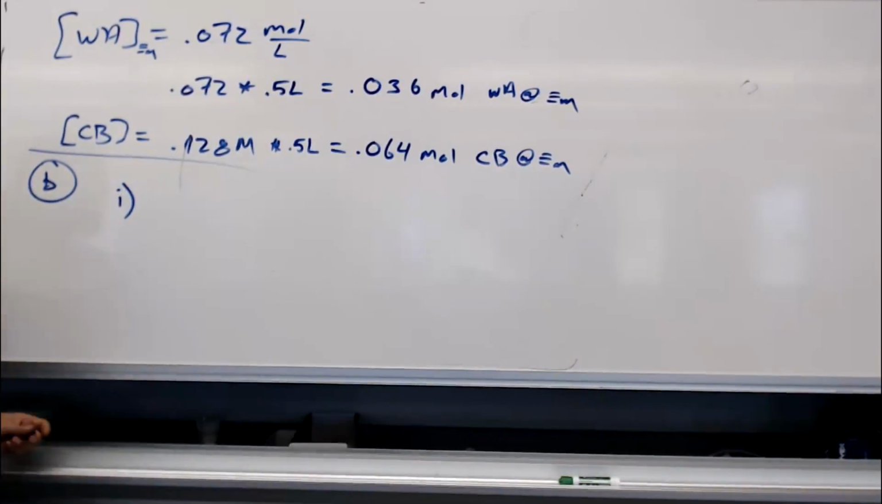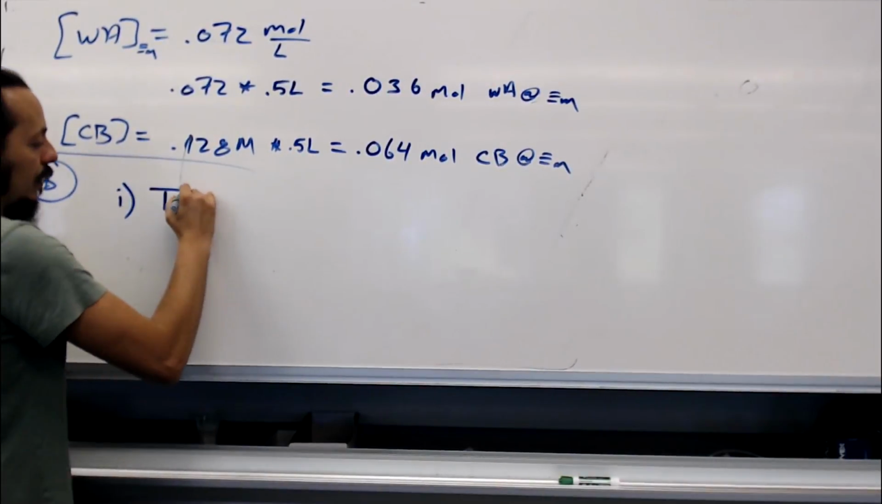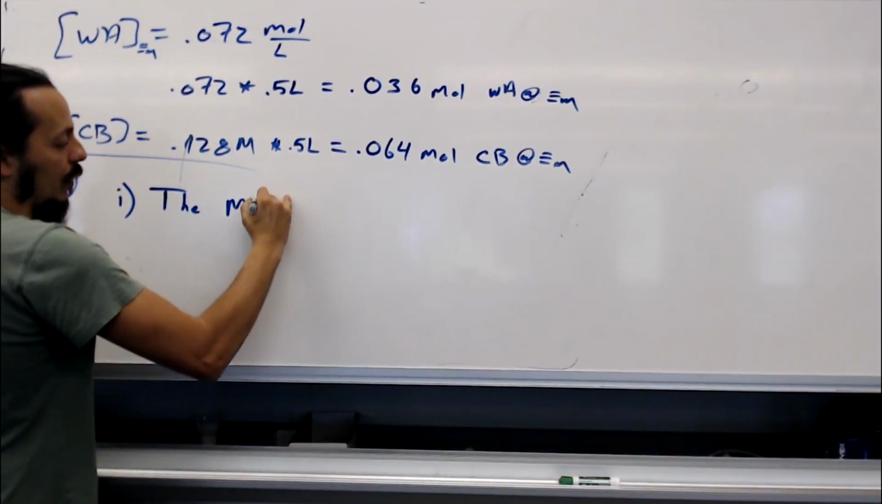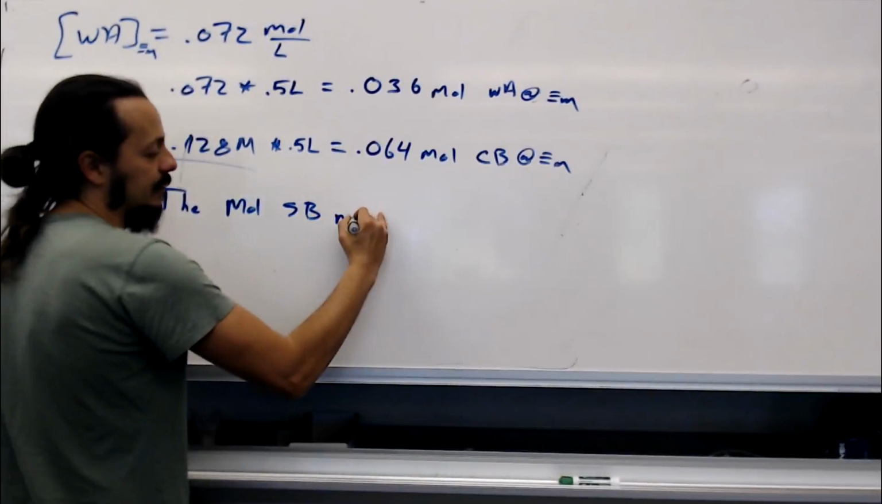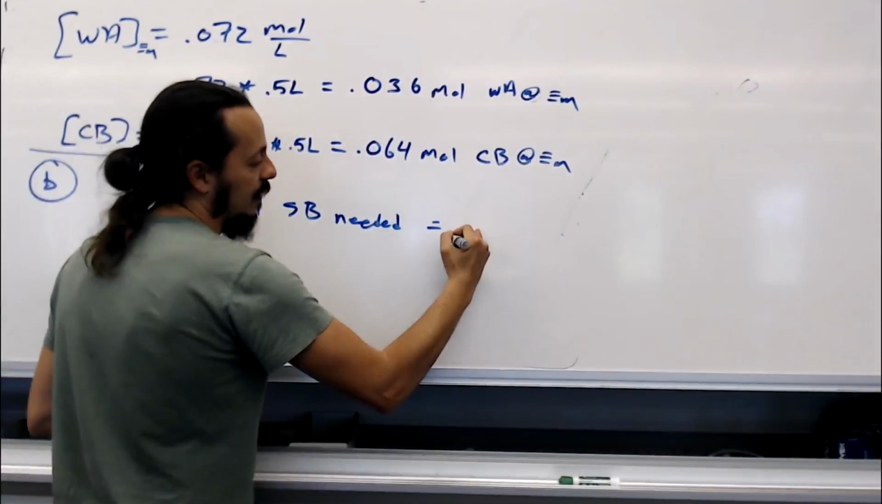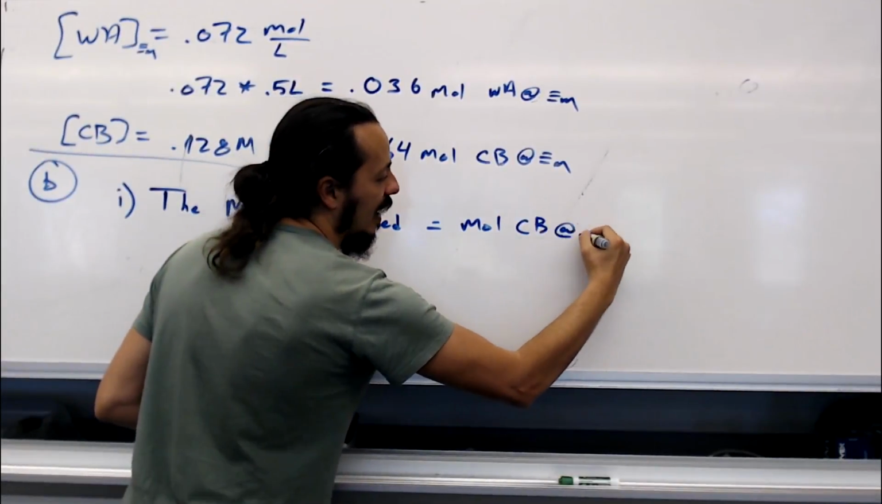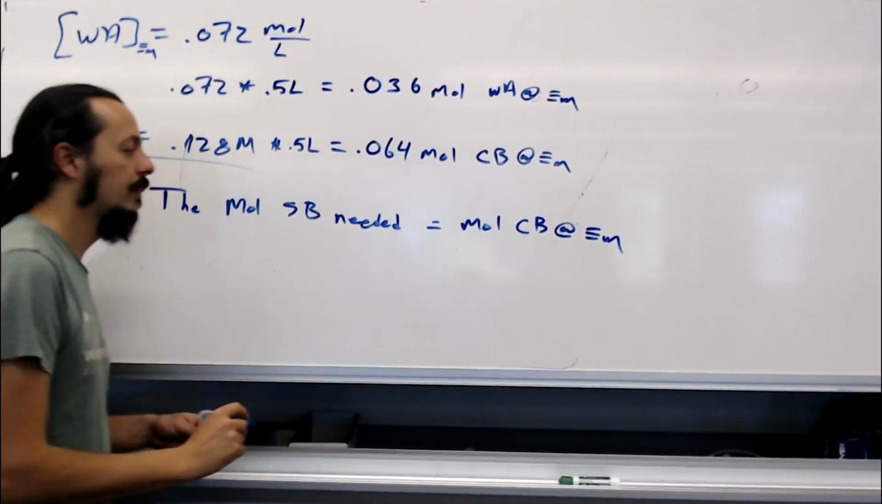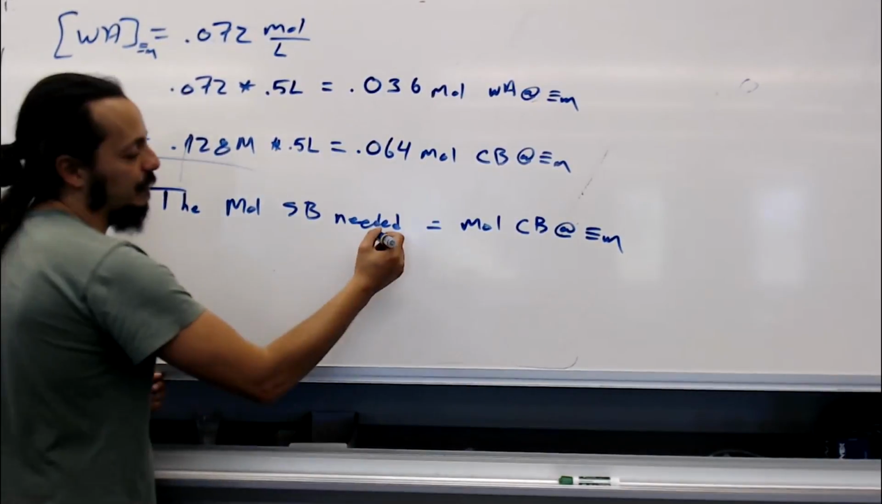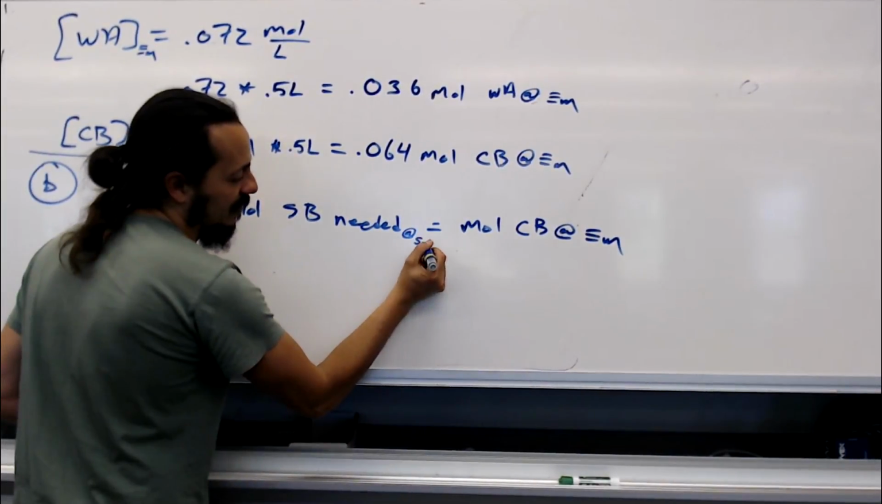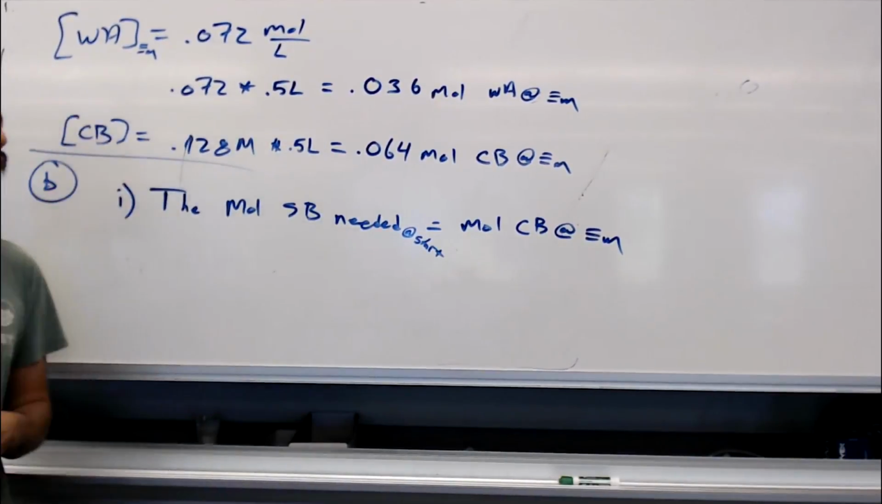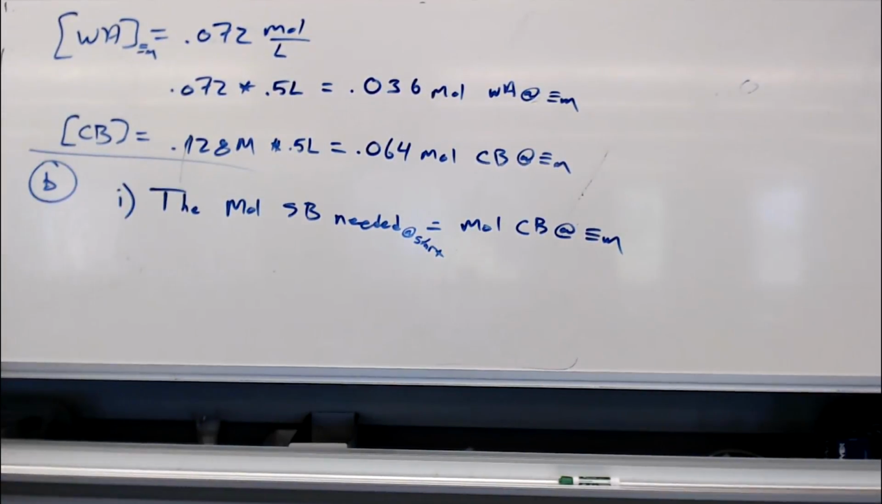Thing number one. The moles of strong base needed, I should put at start. The moles of strong base that we start with is going to be equal to the moles of conjugate base we have at equilibrium. That's the stoichiometry. Is that okay?